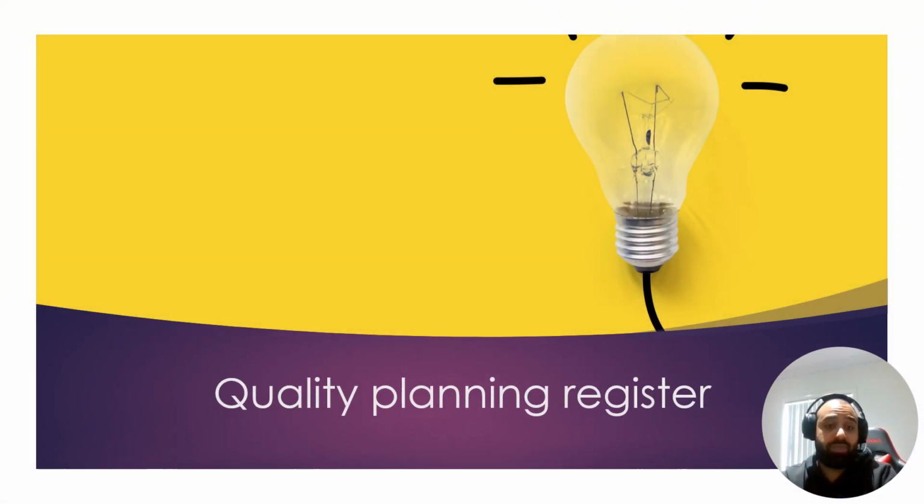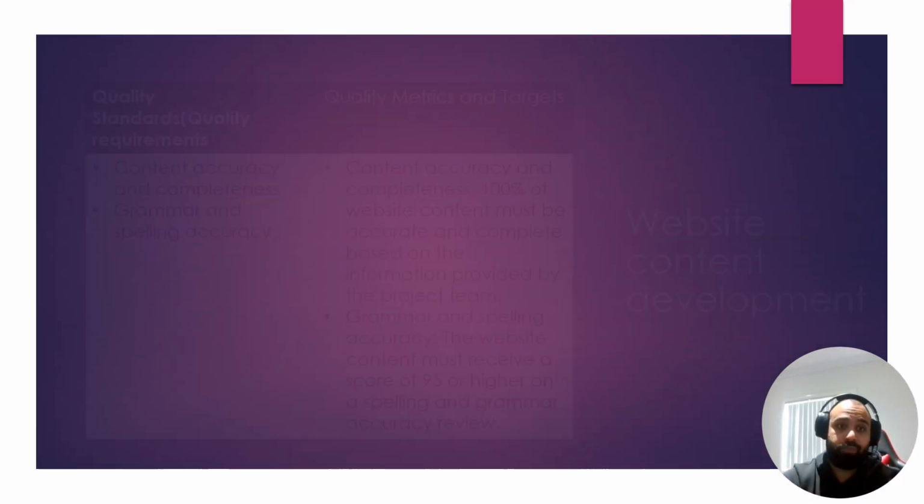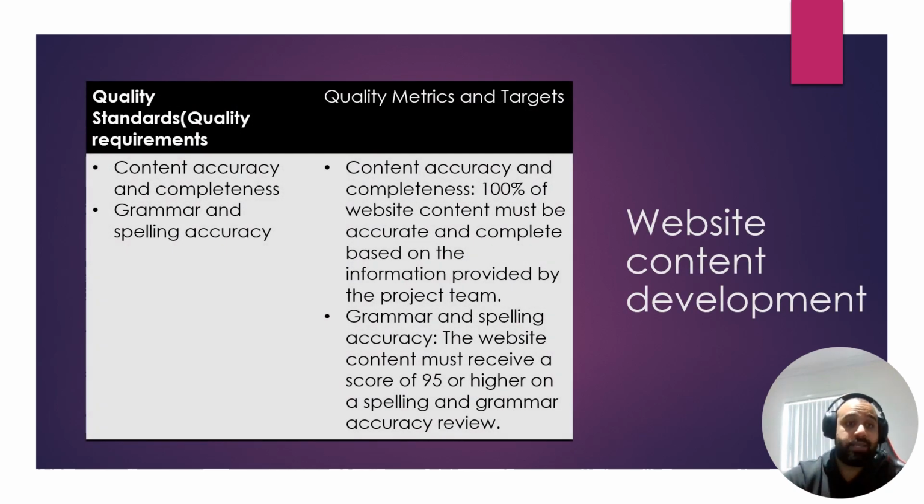quality planning register. Now, in the future, when we apply this quality management approach, it's very vital and important that we have quality planning registers. And how can we apply that? We'll have an example of that. The first point would be quality standards and requirements. Let's look at the first point: content accuracy and completeness, and grammar and spelling accuracy throughout the website project.